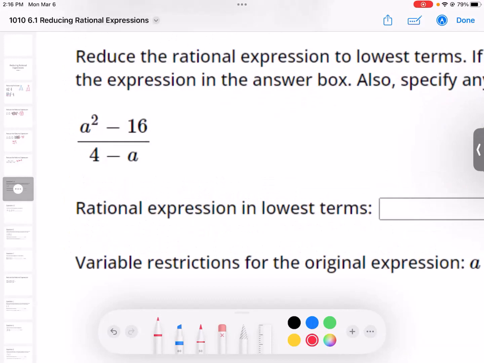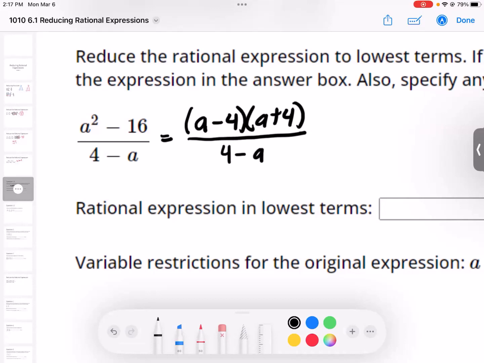Okay, so if I want to reduce this fraction or this rational expression, the first thing I need to do is get it into factored form, so I have things that are multiplied together, because that will allow me to cancel them out. So for the top polynomial, I noticed that I have a squared minus 16, which is 4 squared. So that's a difference of squares, which means that I can factor it to a minus 4 times a plus 4. And that's just using the difference of squares formula. And then on the bottom, I can't factor that one any further. So I just have 4 minus a. And if I want to, I could put parentheses around it.